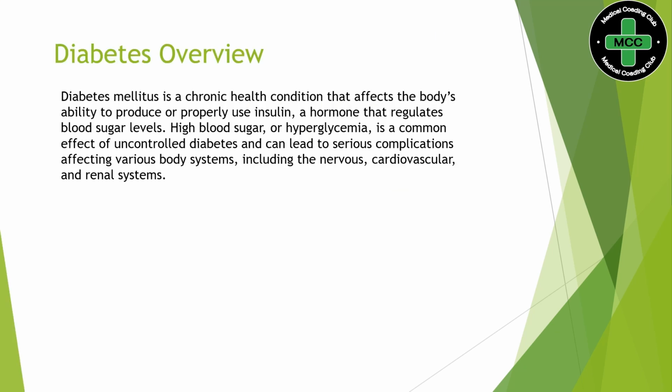So what is diabetes mellitus? DM is a chronic health condition that affects the body's ability to produce or properly use insulin. So we do have types, and each type has a specific coding guideline. We will check every coding guideline in brief.